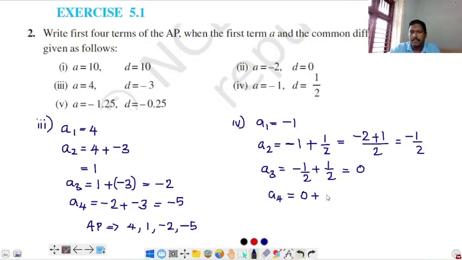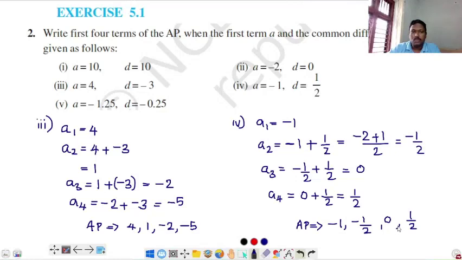What is the common difference? The common difference is 1 by 2. Then you will get the answer as 1 by 2. So what will be the AP? AP will be: the first term is negative 1, the second term is negative 1 by 2, the third term is 0, and the fourth term is 1 by 2. So these are the first four terms of the AP.